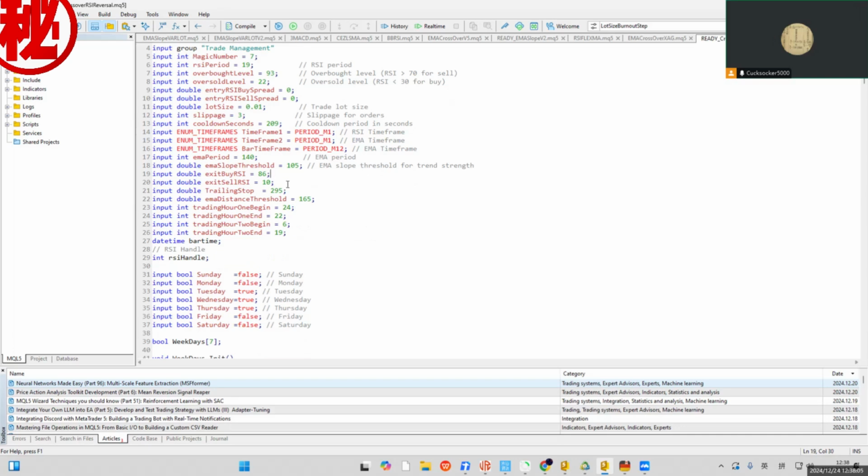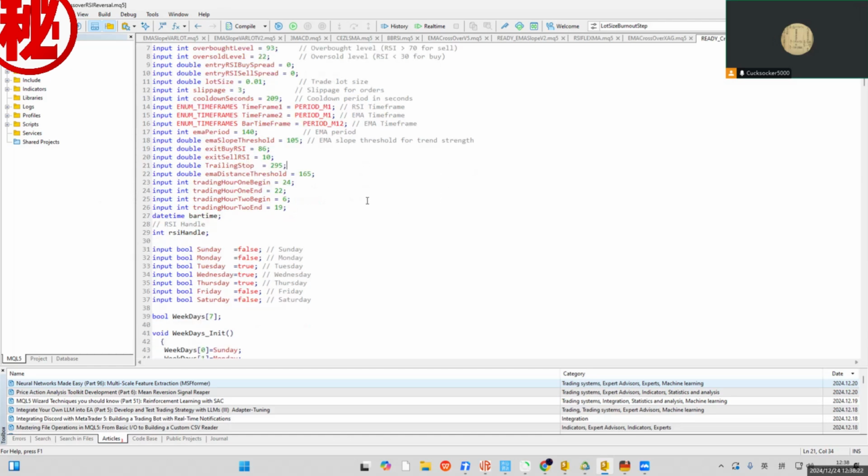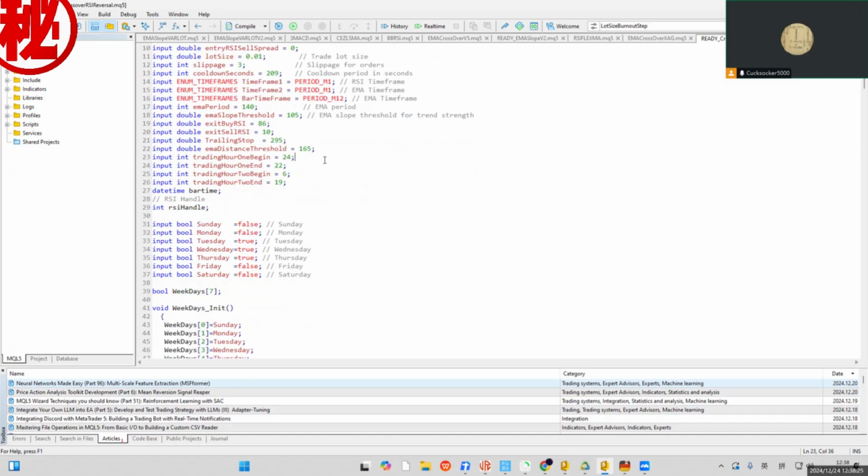Exit buy, exit sell, I placed it, and also there's the slope threshold and distance threshold. When a strong trend is detected, it won't place any trades. So if I'm already in a trade, I will stop the trade immediately.